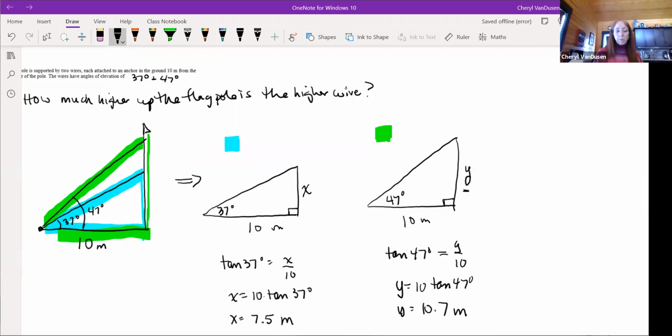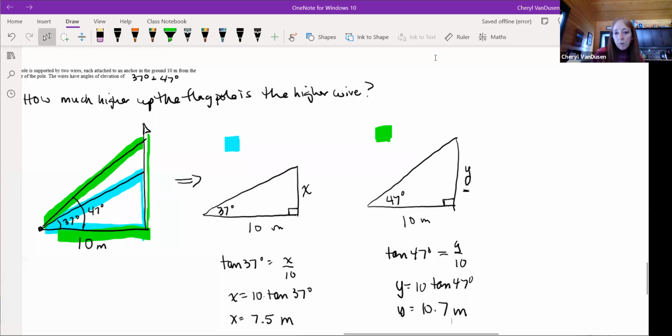Okay, now I'm going to jump in and interrupt you guys. You should have hopefully decided it was tangent. Again, if we need a little bit of background on it, we've got the opposite side because it's directly across from here. X is across from, so it's the opposite. The 10 is adjacent, it's not the hypotenuse, so it's a tangent question.